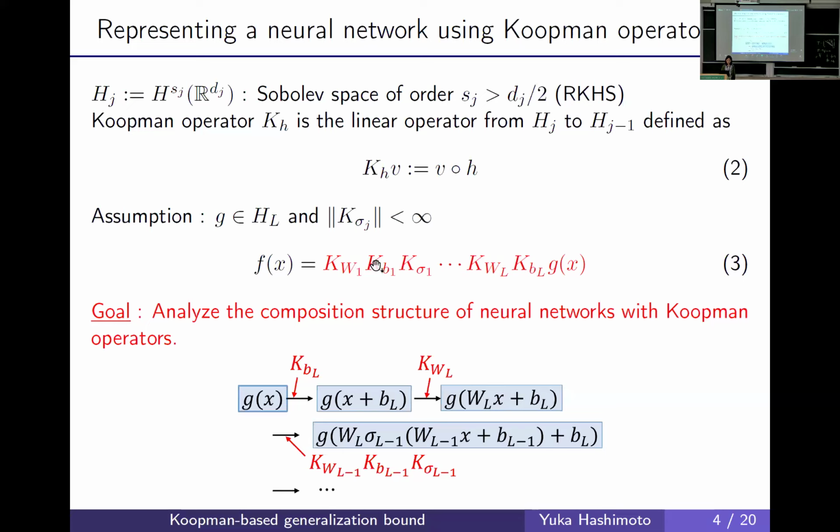Since the composition structure is represented by the product of the Koopman operators, we can easily split the behavior of each layer by splitting the product like this. So our goal is to analyze the composition structure of neural networks, especially the generalization property, with Koopman operators.